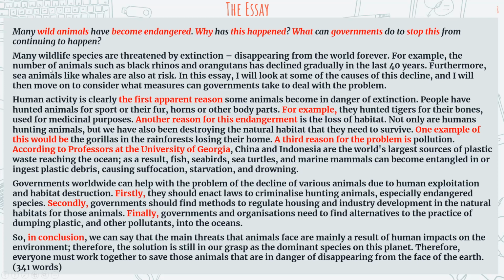The number of animals such as black rhinos and orangutans has declined. Has, of course, because it's the number. Subject-verb agreement. You can't say have declined. Okay, it's the number. Gradually in the last 4 years. Furthermore, the first cohesive device here, sea animals like whales are also at risk.